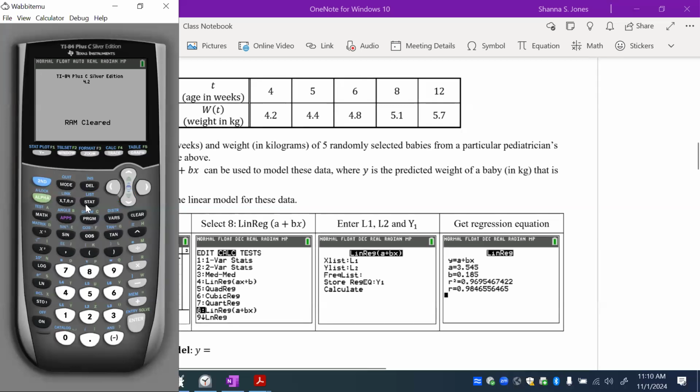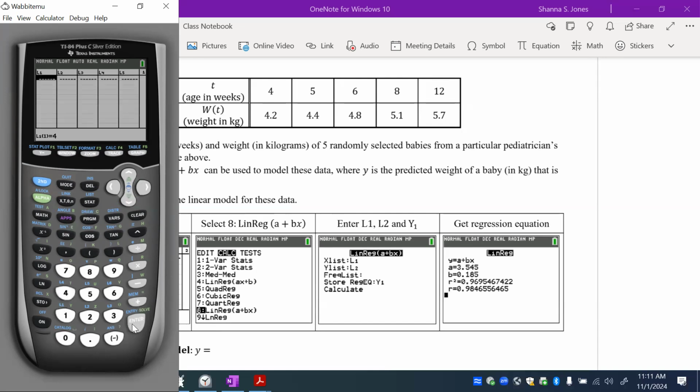all right, so here we go. We have stat. We're going to go to edit. If you're using your calculator and it hasn't been reset, remember second plus 7, 1, 2. You want a fresh-faced calculator when inputting. Okay, so we have stat, edit. Going to put in the values.